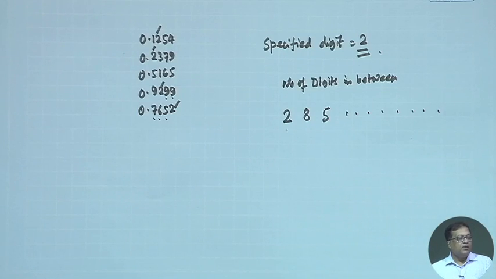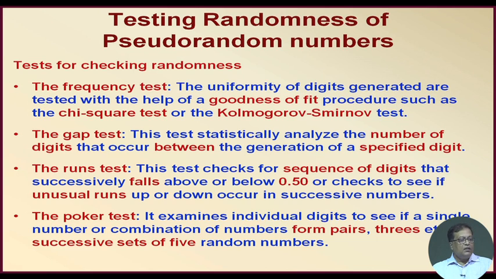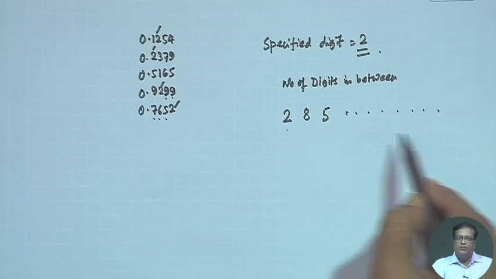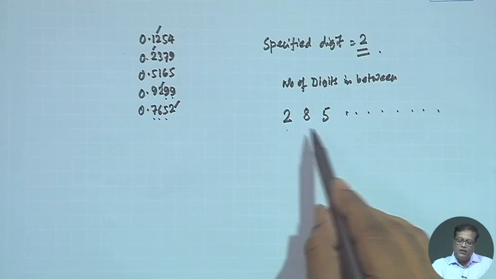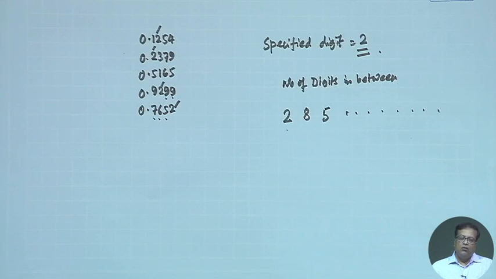What the gap test really does is look into whether these numbers of digits occurring between the specified digit 2, like 2, 8, 5, and so on, are random themselves or whether there is a pattern. If there is a pattern, that means the numbers that we have got are not truly random.